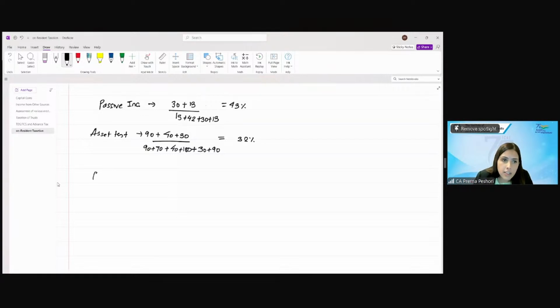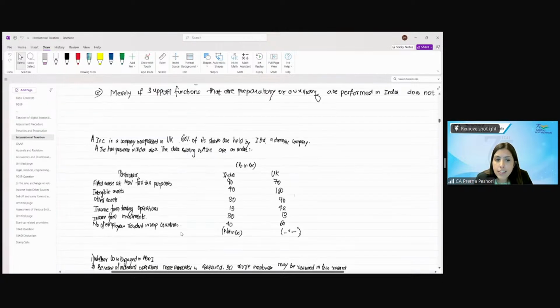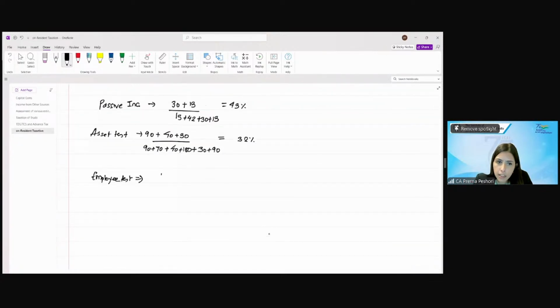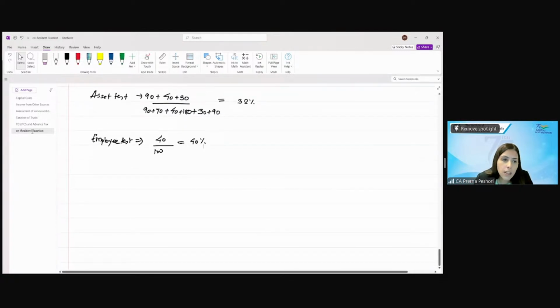What is the other test? Employee test. Now, what they have mentioned is the number of employees resident in the respective country, 40 and 60. So, 40 divided by 100, right? Which is like 40%. So, even this test is not satisfied.